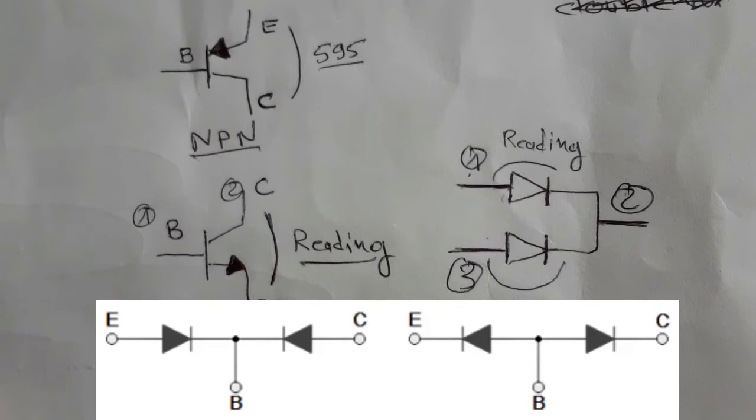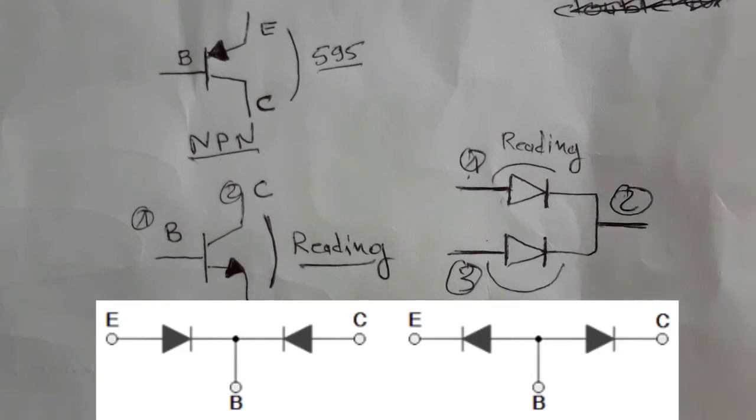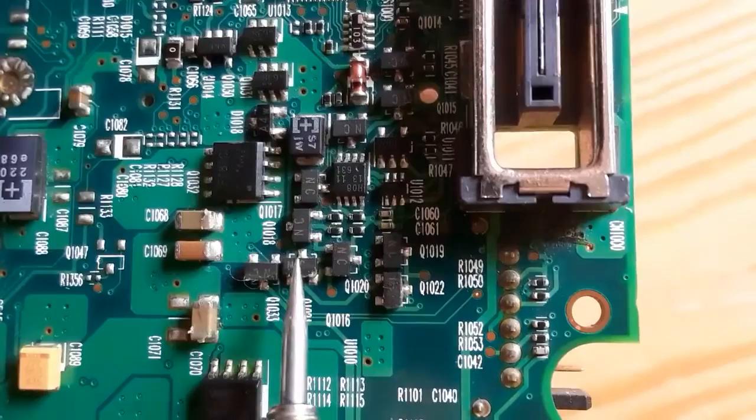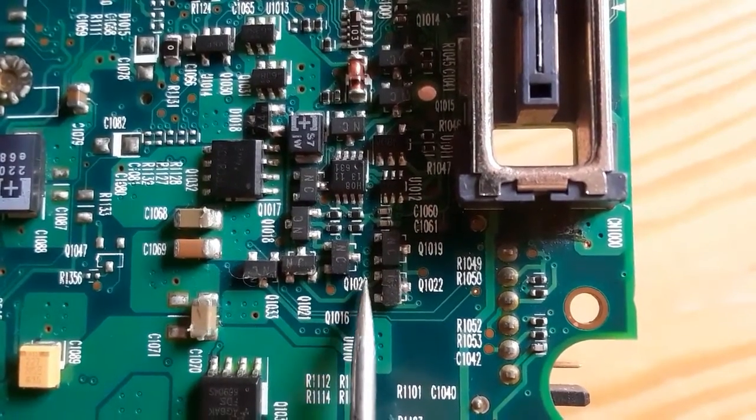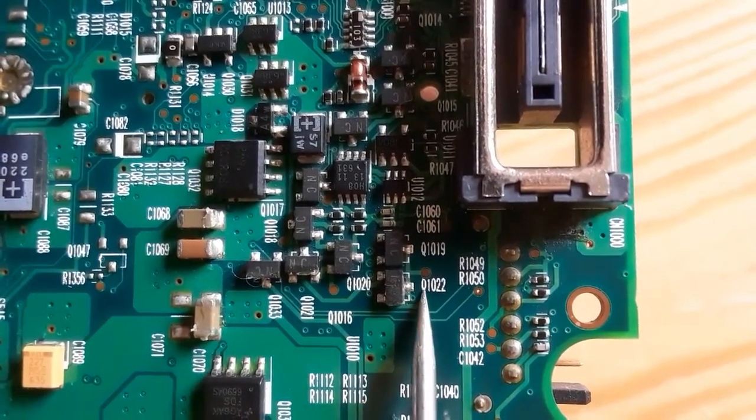As you can see here in the schematic, these two diodes can be connected at the anodes or cathodes. Of course, the working principle is the same as the transistor, but in terms of measurement it is not the same. So here, as you can see, we have other transistors.